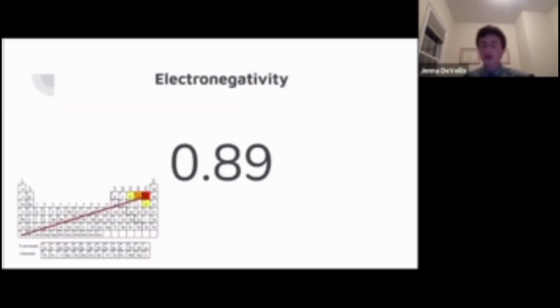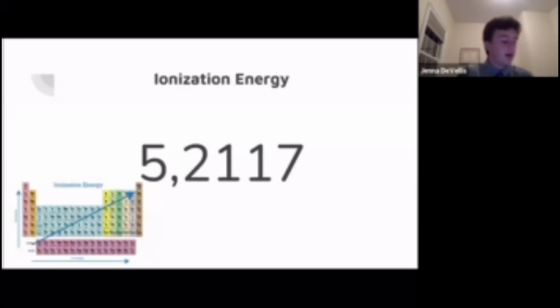Okay, now let's talk about its electronegativity. Its electronegativity is very low. It is 0.89. This is because it's all the way on the bottom left part of the periodic table. And in the little diagram below, it shows that as you go up and to the right, the electronegativity gets higher.